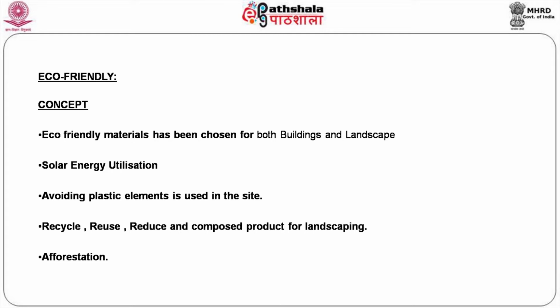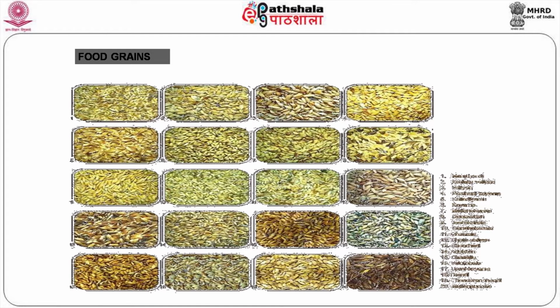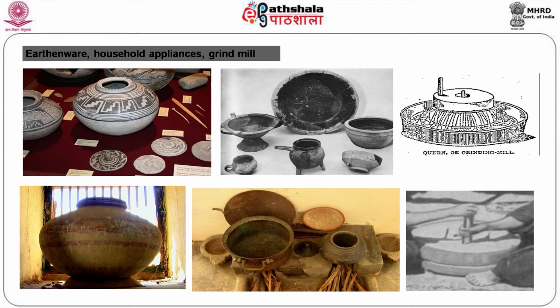Then from there, we are taking eco-friendly materials, solar energy usage, plastic banning, recycle, reuse, reduce, and afforestation. These are the basic five points used in the project. And then we are talking about the different plant material of Kurunji, different grains of Kurunji, different utensils used by the people 2000 years back.